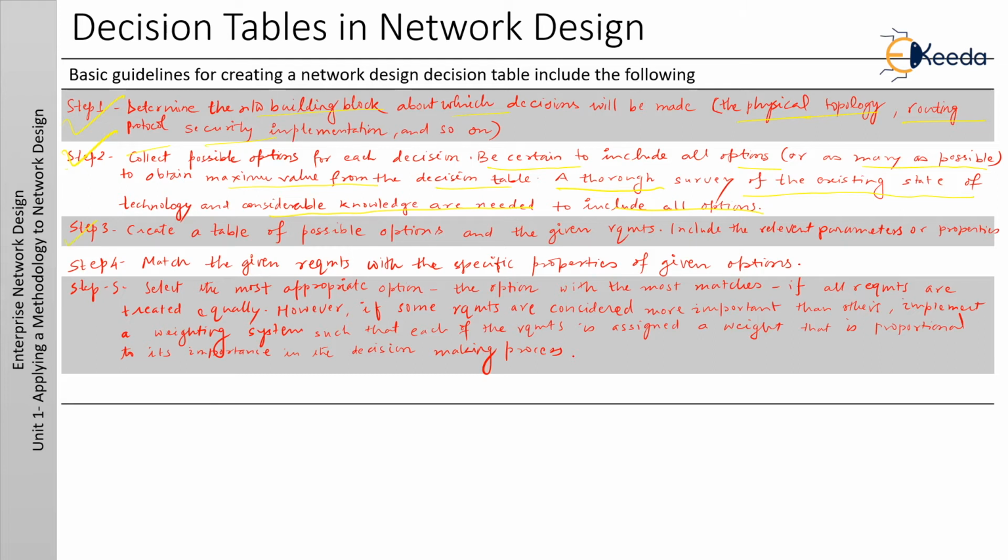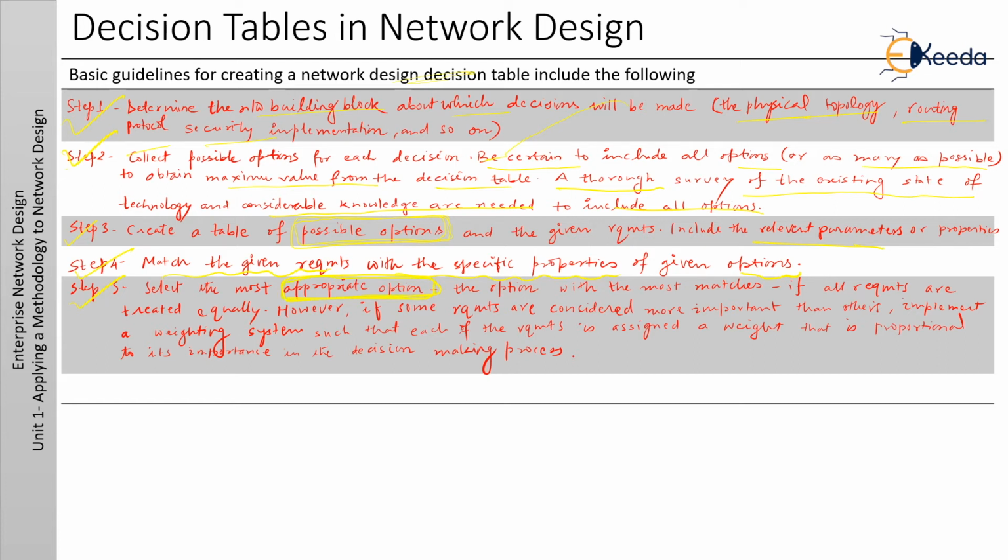Step 3 is to create a table of possible options. This table gives us the possible options that we need to select from, and the given requirements include relevant parameters or properties. So some properties are also listed here. Next, step 4 is to match the given requirements with the specific properties of each option. And step 5 is to select the most appropriate option. This is very important, the most appropriate option.